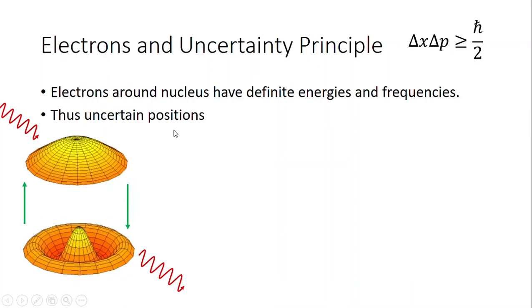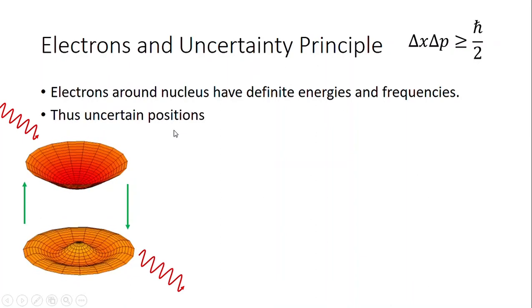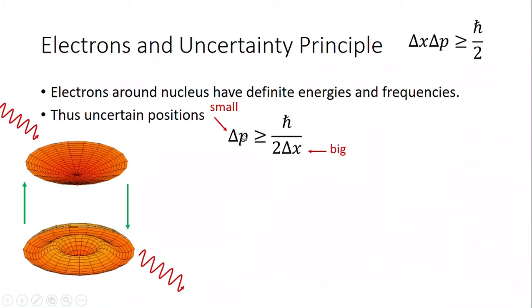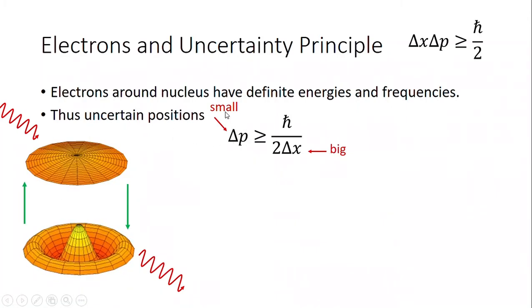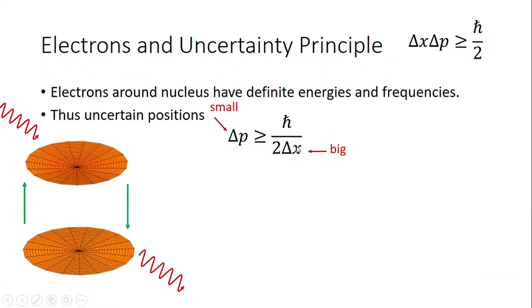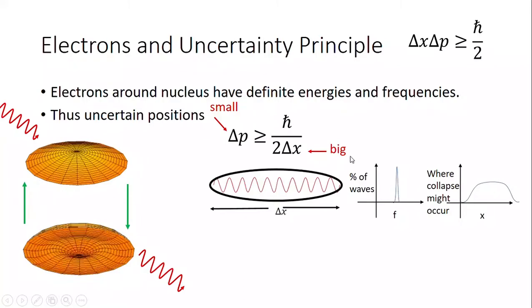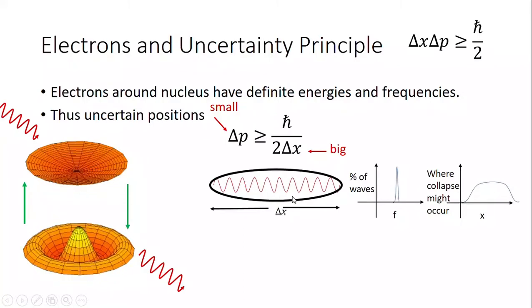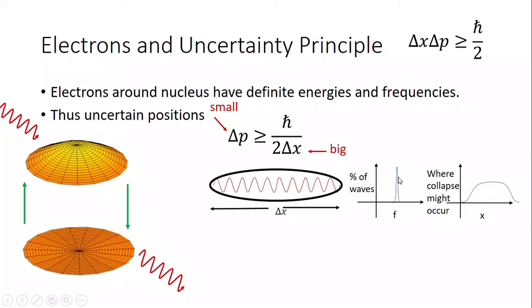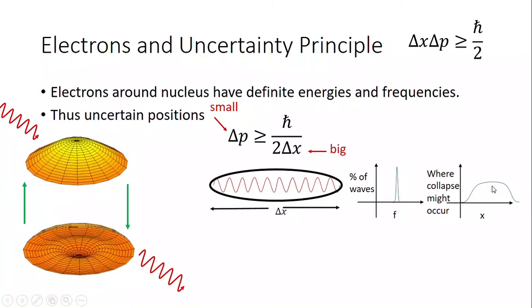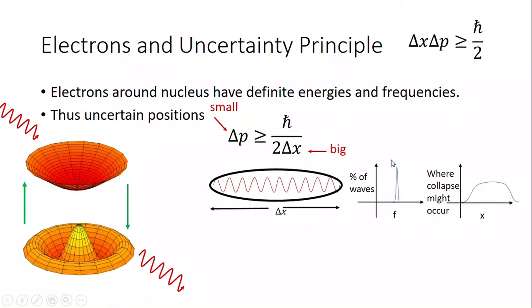And so what this does is give you a large uncertainty in your position. So momentum relates to frequency, and if the uncertainty in momentum is small, the uncertainty in your position is big. And this is sort of a large wave packet, and you have a sharp distribution for your frequency, but a broad distribution for your positions, and where collapse might occur is over a broad region.